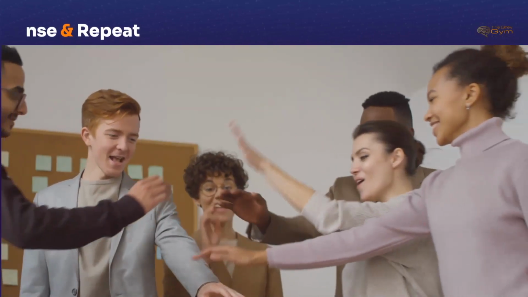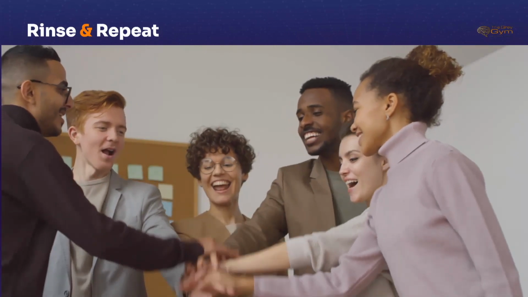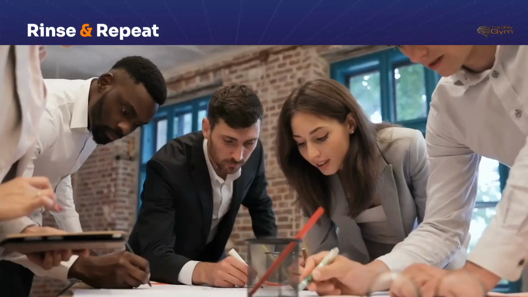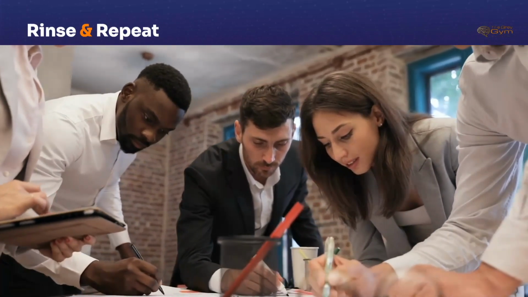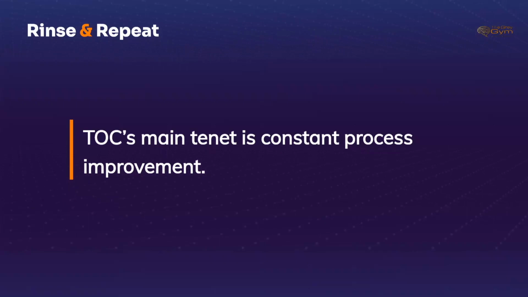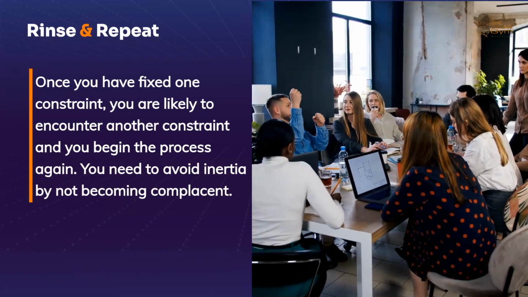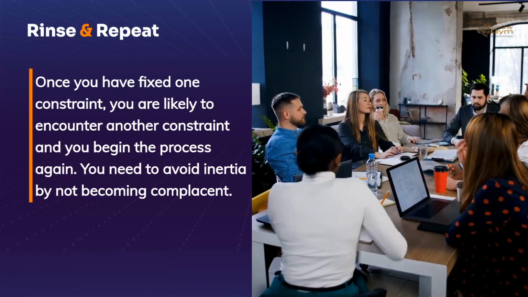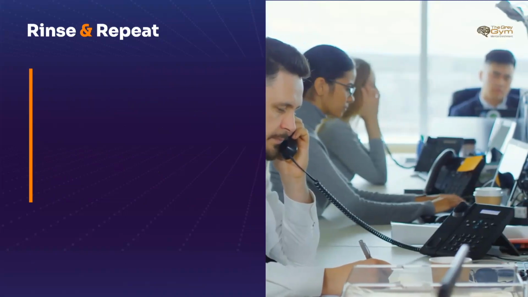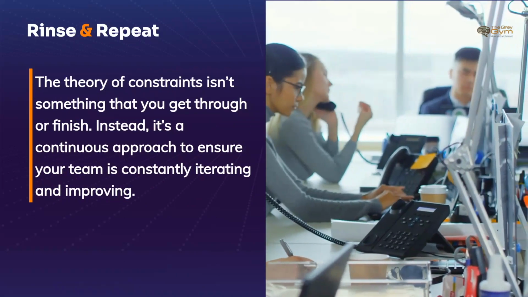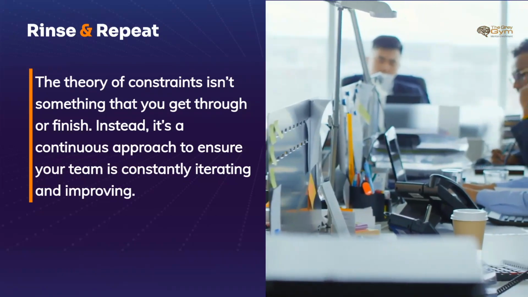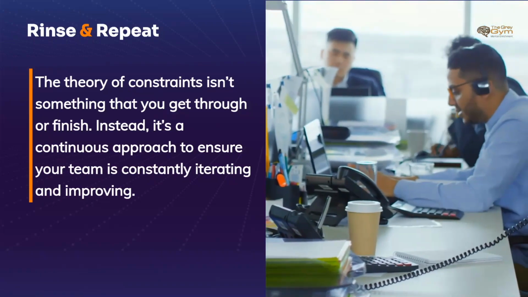Step 5. Avoid inertia and repeat the process. Well, you succeeded. The resources you added to the constraint was the magic formula and now work is fluid. Well, not even close. The theory of constraints' main tenet is constant process improvement. Once you have fixed one constraint, you are likely to encounter another constraint and you begin the process again. You need to avoid inertia by not becoming complacent. The theory of constraints isn't something that you get through or finish. Instead, it's a continuous process to ensure your team is constantly iterating and improving.